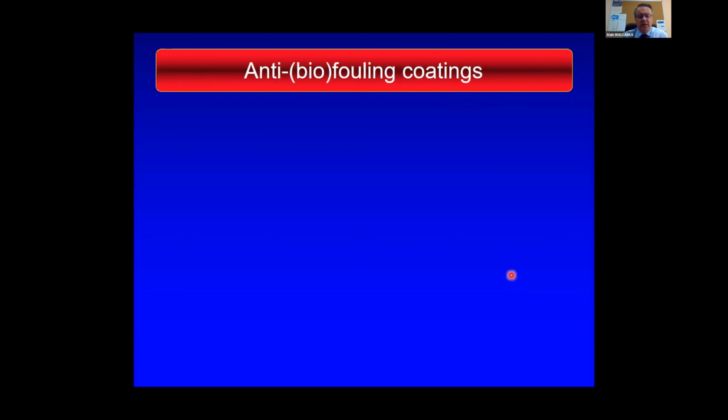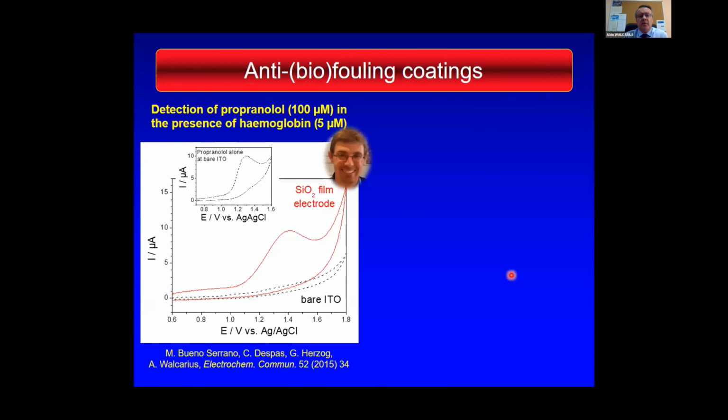So we can exploit this property in designing antifouling or anti-biofouling coatings. The first example is from our group: the detection of a drug, propranolol, in the presence of hemoglobin. Actually, the drug is likely to be detected on a bare electrode, but in the presence of hemoglobin, we do not observe any signal because of the adsorption of the hemoglobin on the electrode surface. If working with a film electrode, hemoglobin is not likely to cross the film, but the small propranolol is likely to do so, and we can detect it.